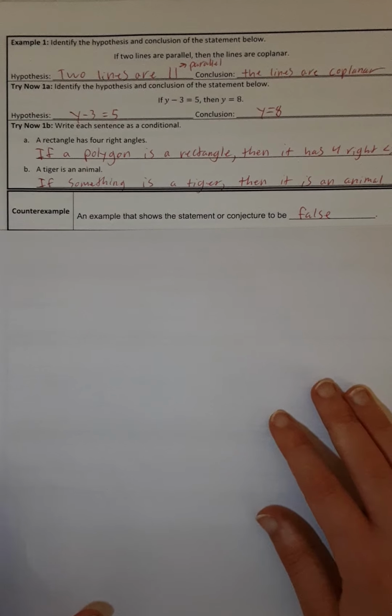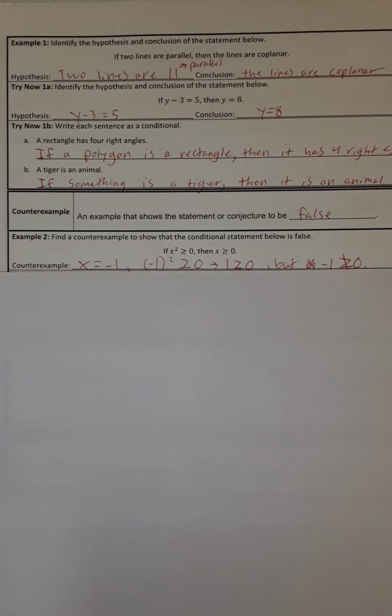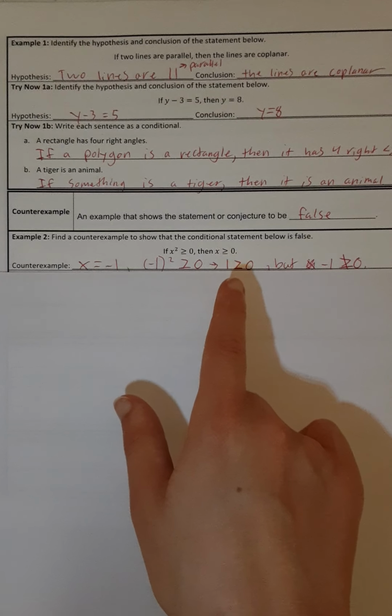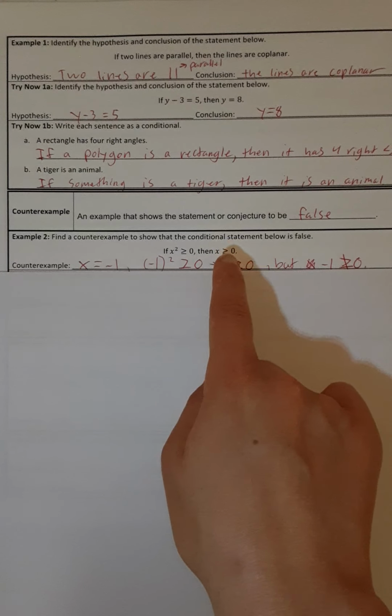Okay, counterexamples. Counterexamples are examples that show a statement or a conjecture to be false. So let's look at some counterexamples. It says, find a counterexample to show the conditional statement below is false. The conditional statement is if x squared is greater than 0, then x is greater than 0. And I said that x equals -1 is a counterexample. Because if I plug in -1 for x, I get -1 squared, which is greater than 0, because -1 squared is 1, which is greater than 0. But -1, if I look at the second part, is not greater than 0.